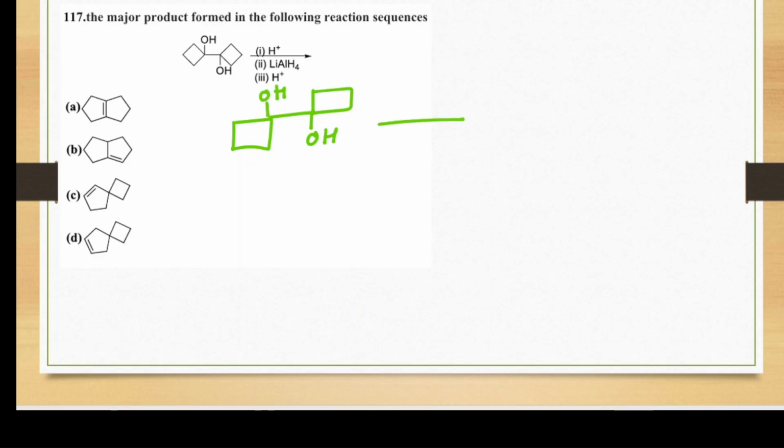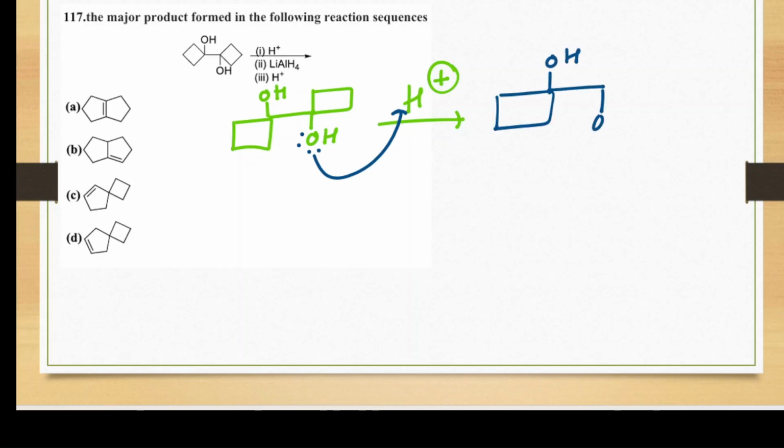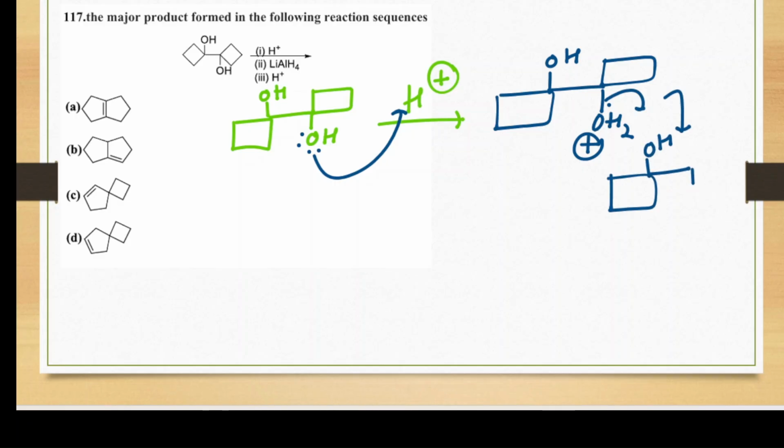Okay, so now this is first treated with the acidic medium. What is this acid going to do? It will protonate one of these OH groups that is present over here. So this oxygen will be protonated, and we will get this species with OH2 plus. This is going to leave from the medium, resulting in the formation of a carbocation like this. Here the positive charge will be present.